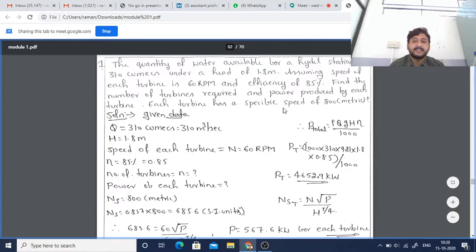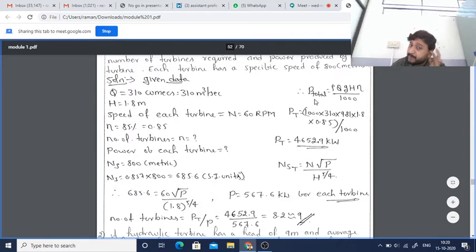Now first, P total: first you find the power of the turbine. P of the turbine is equal to rho QGH eta by 1000. Calculate this one quickly: 1000 into 310 into 9.81 into 1.8 into 0.85. Substitute these things and divide by 1000. You will get this as 46552.9 kilowatt. Are you doing this?